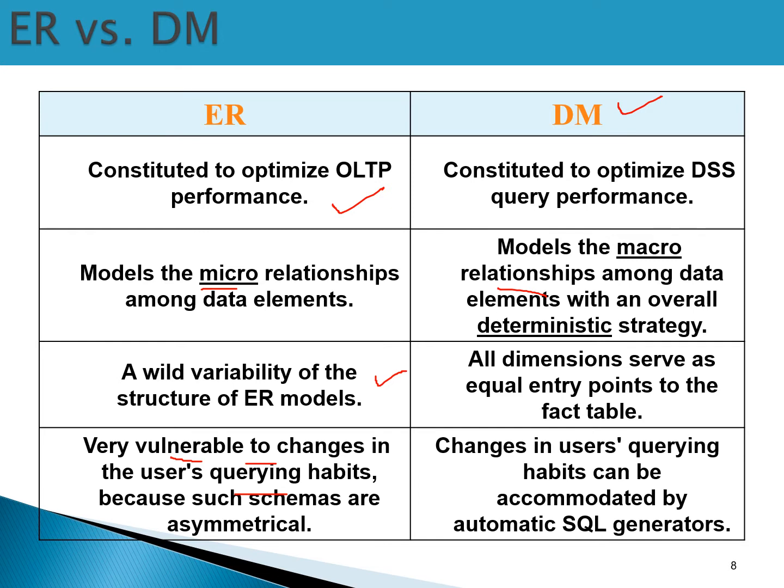All dimensions serve as equal entry points to the fact table. There are only two types of table in this dimensional model: one is the fact table, and another is the dimension table. And there is only one kind of relationship between these two tables. So navigation becomes easy. Changes in user querying habits can be accommodated by automatic SQL generators.